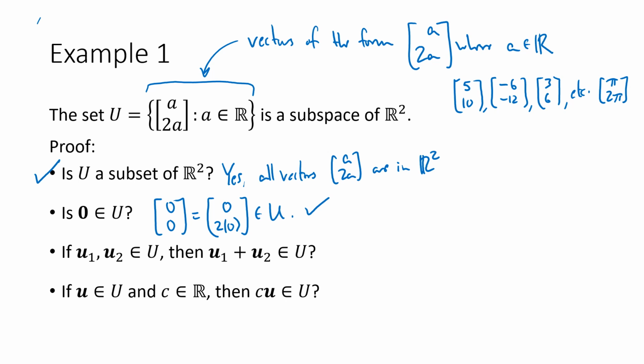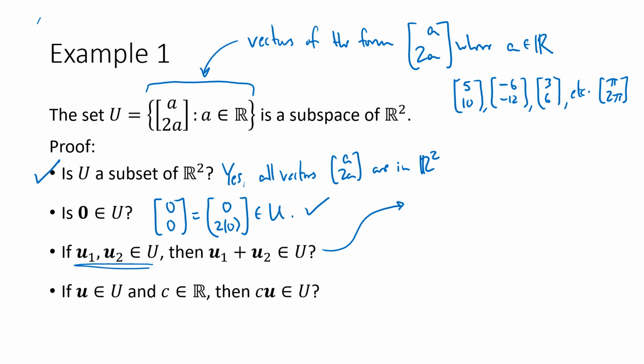So that's a check. Now, the first 2 of these, as we're going to see as we go through these examples, those are usually the easier ones to do. And then the third and fourth ones, those are the closure ones. Those are going to be the ones that are a little bit more work. Okay, so let's look at why the set U is closed under vector addition.